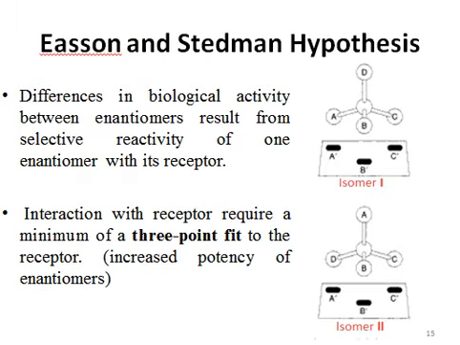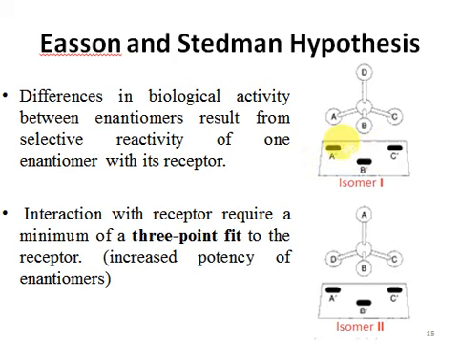Now we have the Easson-Stedman hypothesis. According to this hypothesis, different enantiomers show different biological responses because they bind with the receptors differently. Only those drugs will be able to show biological response which can form a 3-point fit. For example, let's consider two enantiomers: one is isomer 1 and the other is isomer 2. Consider this one. This isomer is forming a 3-point fit because 3 atoms are complementary to the receptor site.